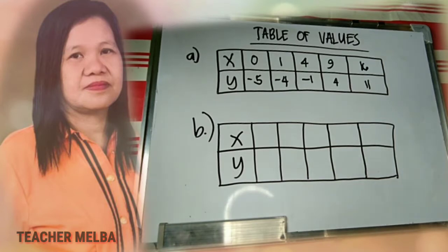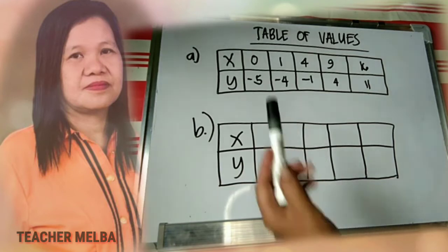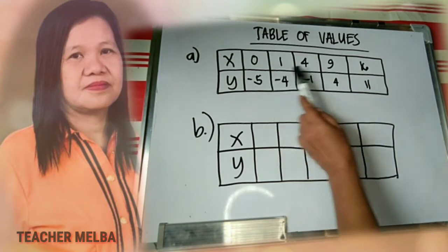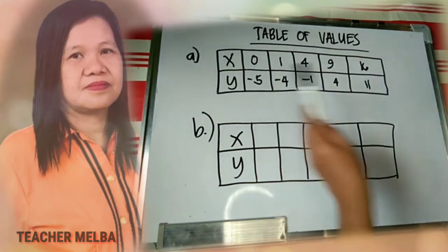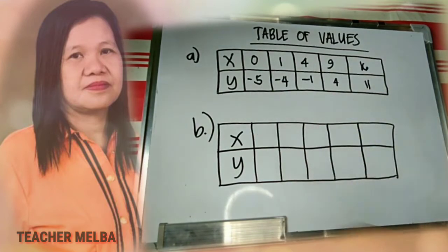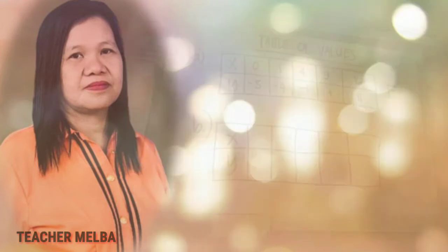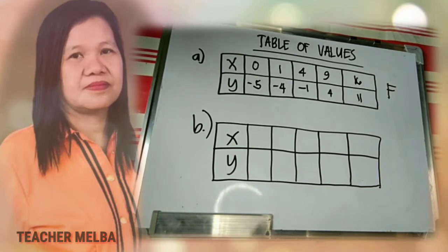Because the values of x, we have 0, 1, 4, 9, and 16. So there is no repetition of values of x. That's why this table is a function. Let's proceed to table B.